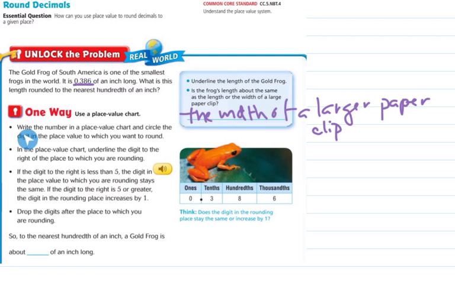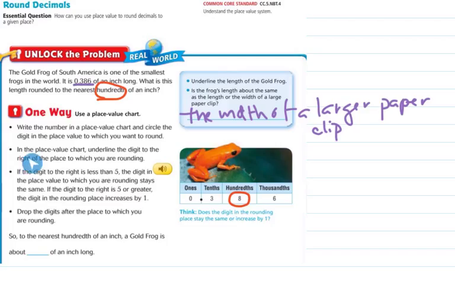So first it says write the number in the place value chart and circle the digit in the place value chart which we want to round to. According to this problem, we want to round to the hundredth of an inch, so that's going to be the place value that we're going to circle. So we wrote our number in our place value chart, and we need to circle the hundredths digit because that's what we're going to round to.